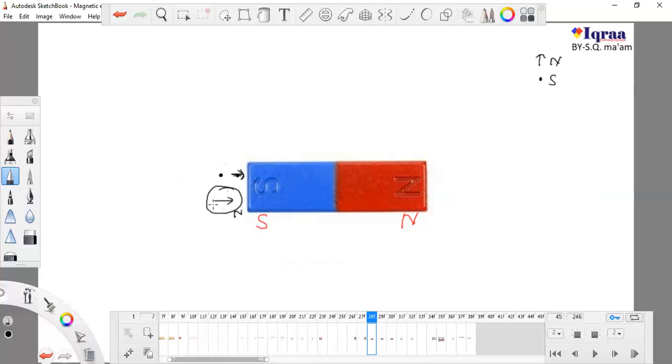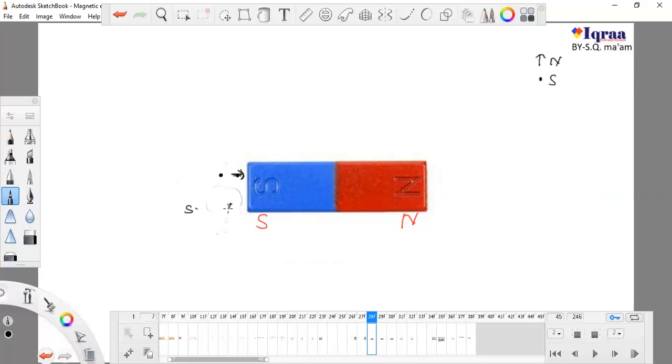Now I will move my compass in such a manner that this was the north pole and this was the south pole. So I will put this compass again. I will take this compass from this side.